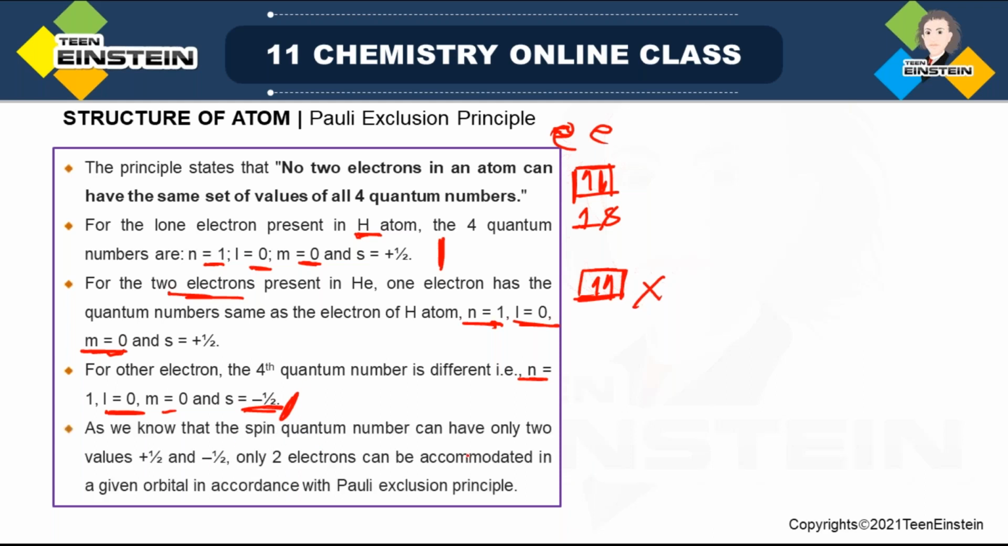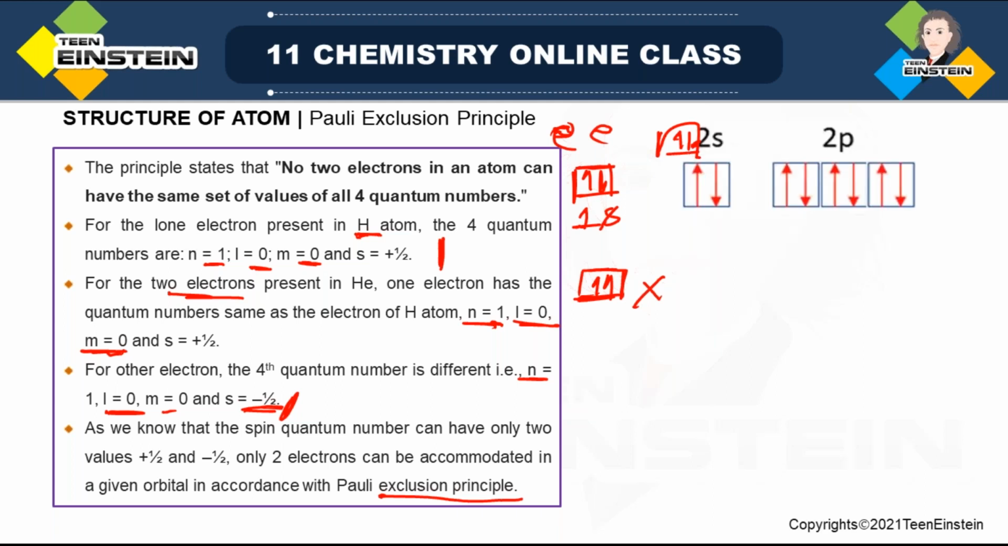As we know that spin quantum number can have only 2 possible values, only 2 electrons can be accommodated in a given orbital in accordance with Pauli's exclusion principle. So this is for 1s. If you take 2s, then also you can place a maximum of 2 electrons. You cannot place 3 electrons, because if you do so, then the 4 quantum numbers will be the same, and that is not possible according to this principle.